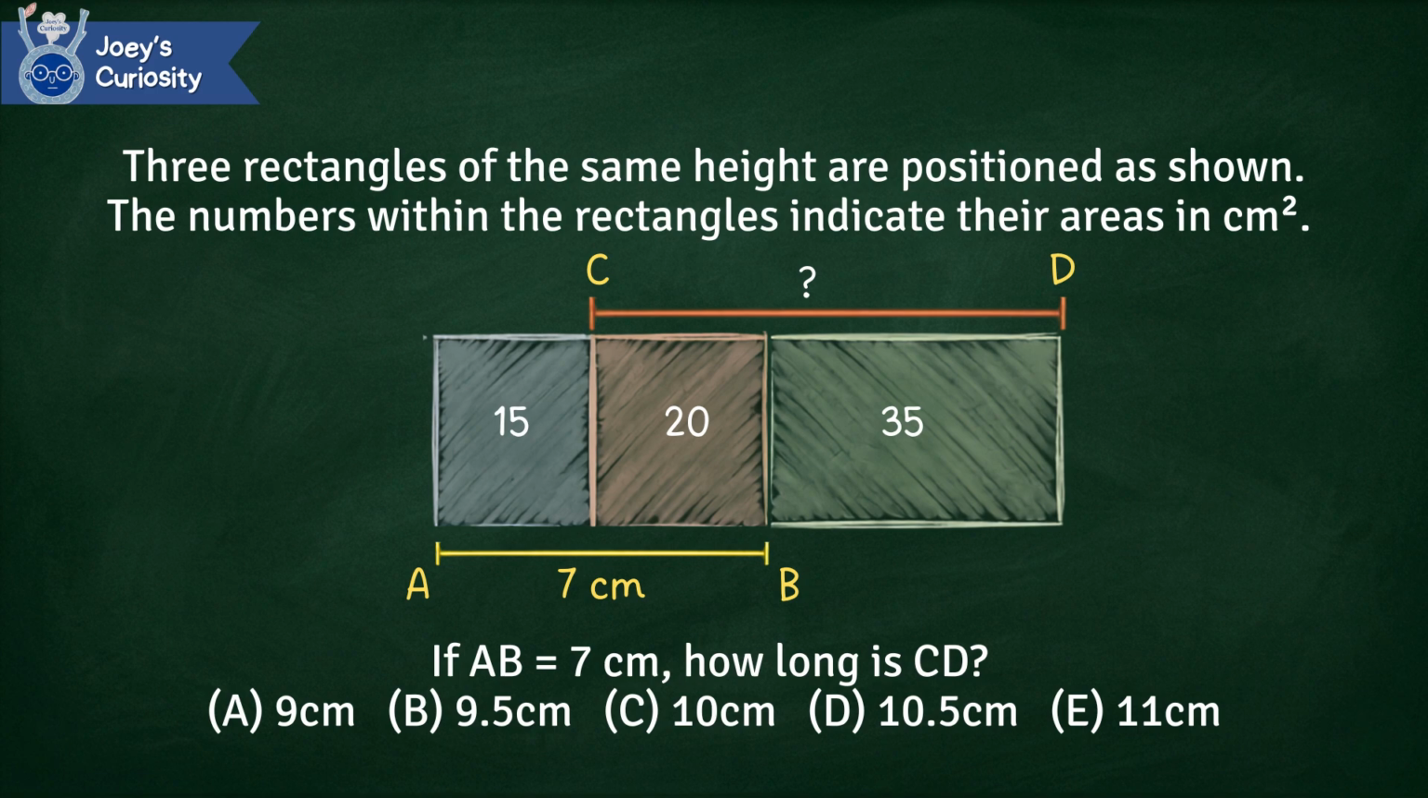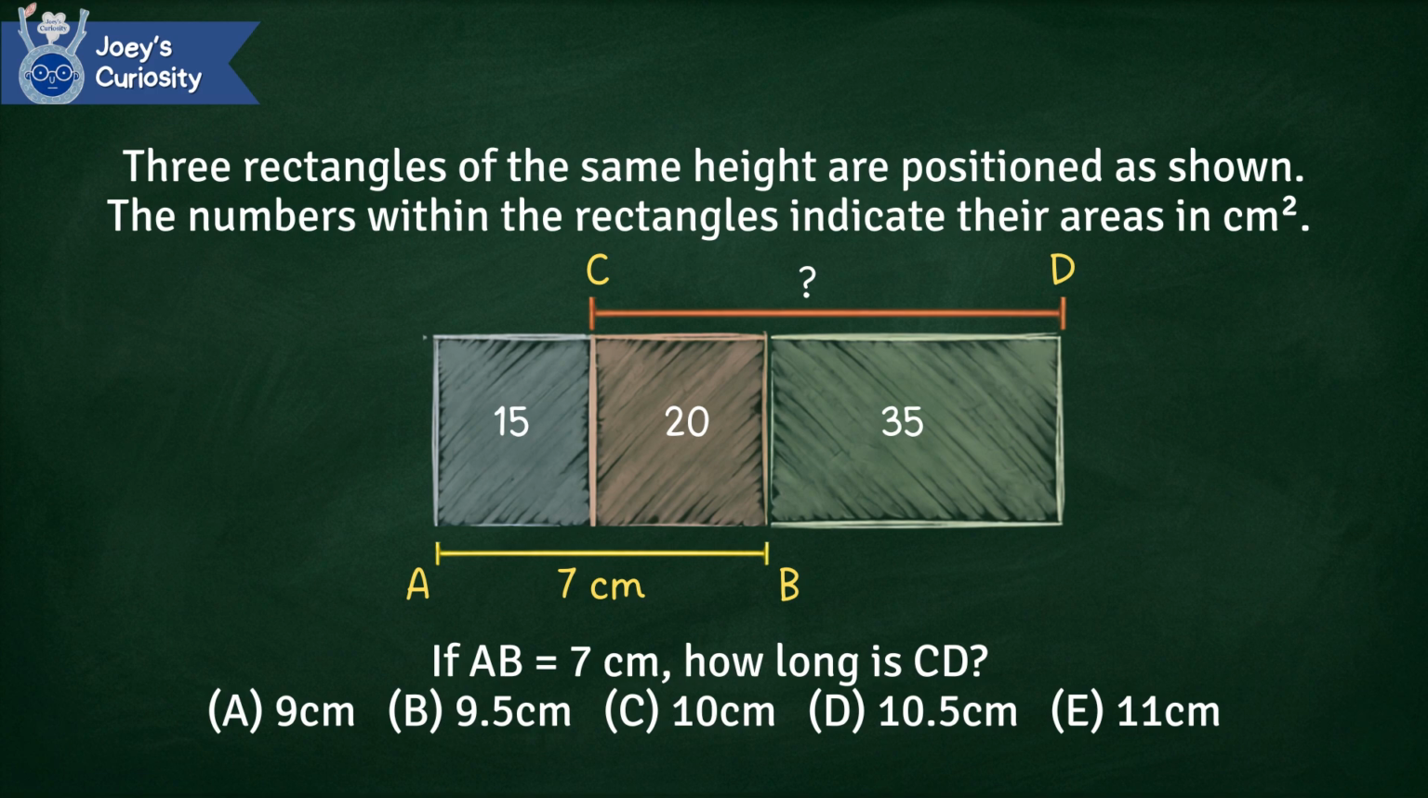3 rectangles of the same height are positioned as shown. The numbers within the rectangles indicate their areas in square centimeters. If AB equals 7 centimeters, how long is CD? A, 9 centimeters. B, 9.5 centimeters. C, 10 centimeters. D, 10.5 centimeters. E, 11 centimeters.